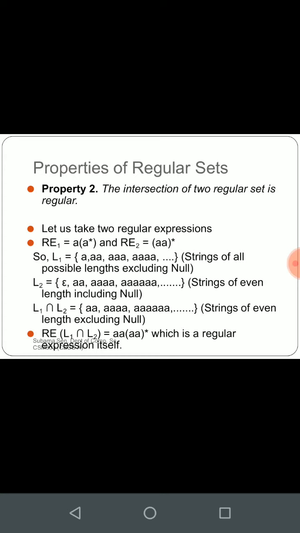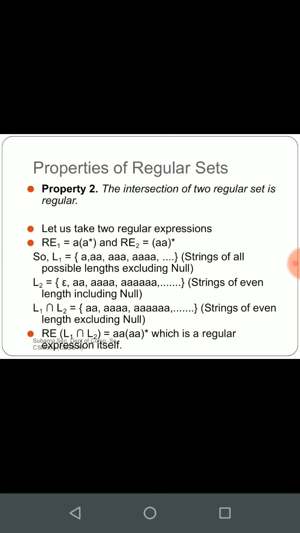I have taken again two examples of regular expressions. One is A into A star, another is A whole star. So the first language will be like this: A, then I keep one A from the A star, so it is AA, then I keep two, then AAA, and in this fashion it follows. It is a combination of all the strings, just excluding the null, because one A will always be there. And regular expression 2 will generate even length strings including null.